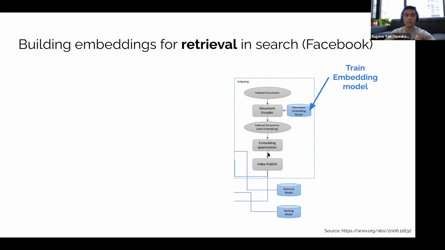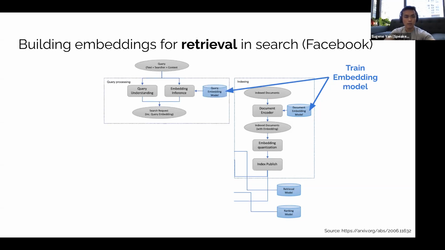One way is they quantize it and publish it into their approximate nearest neighbors index, and this index is based on FAISS, which is Facebook AI Similarity Search, an approximate nearest neighbors framework. And then the embeddings are also published in a forward index without quantization, and these are used for ranking.